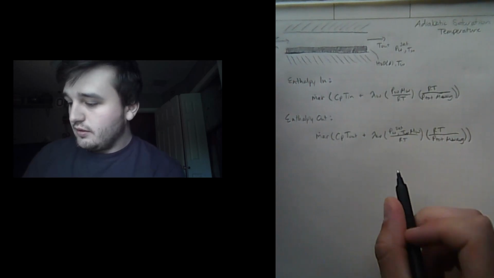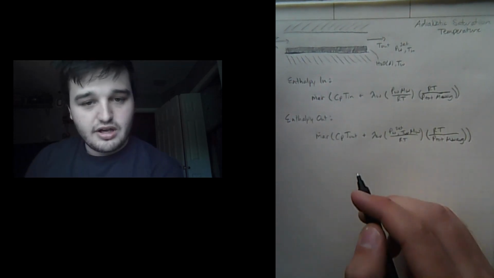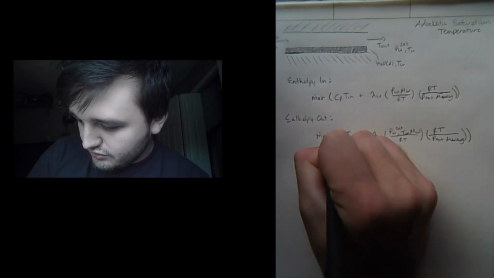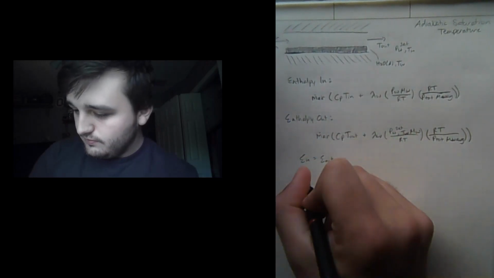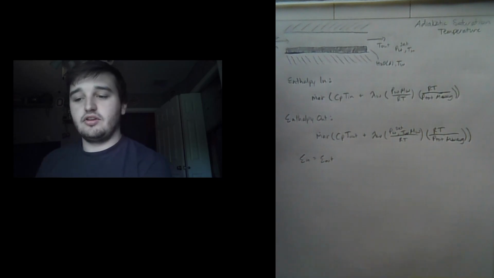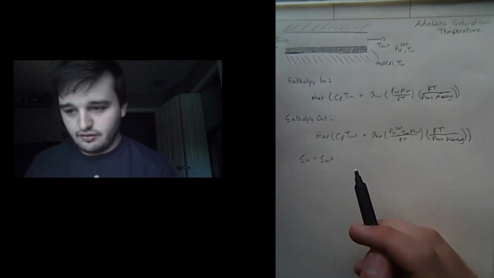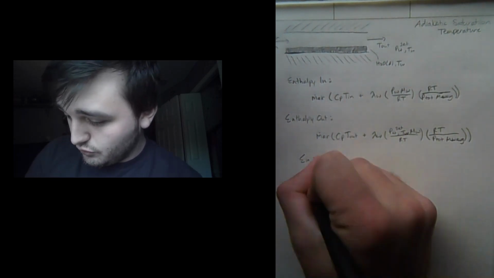So now that we have enthalpy in and enthalpy out, we will set enthalpy in equal to enthalpy out. And there's a couple of things that we knew right off the bat that we see will cancel out. The mass flow rate of the air will cancel out. So let's go ahead and do that when we rewrite them.